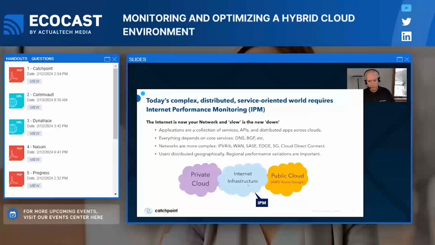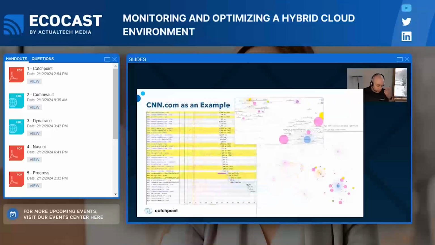Let me give you an example here. And I'm not picking on CNN for any particular reason here. They're not necessarily a customer. We're just using them as an example. That blue dot in the lower right corner, that is CNN.com. You can see it on the inset here. That's just the web page. That is simply the web page.